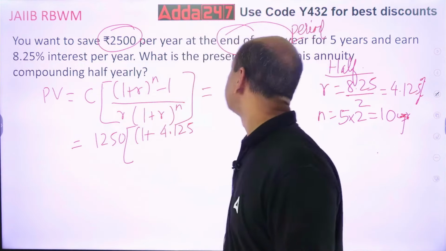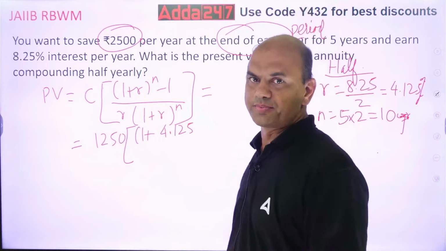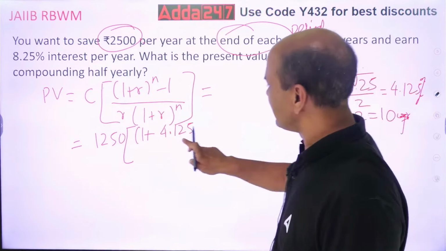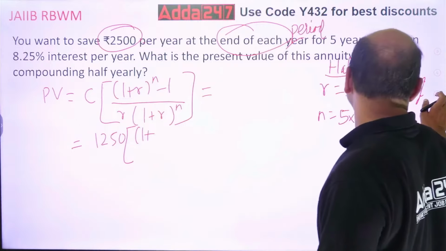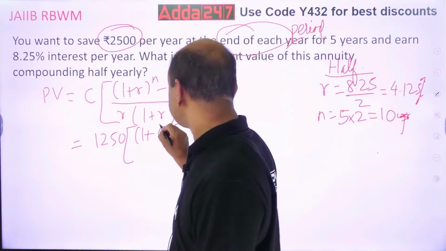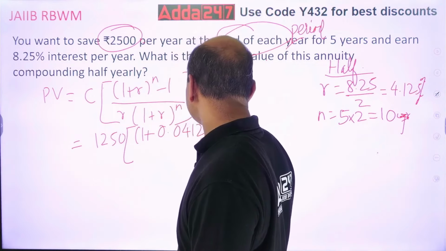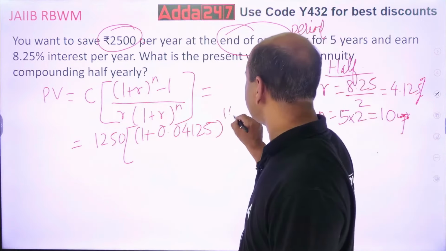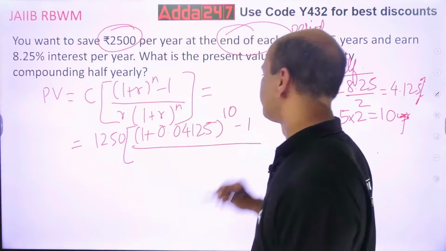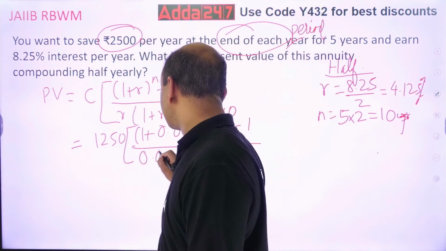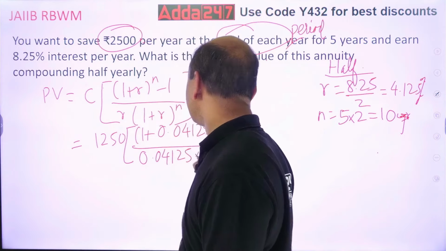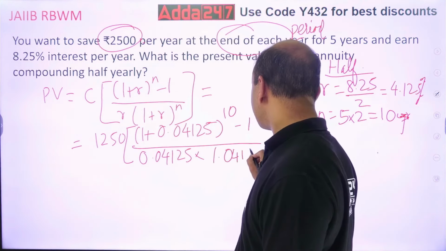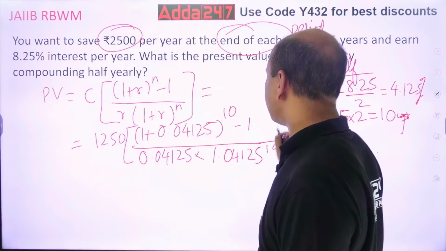See, R is to be taken as a percentage. Percentage means divided by 100. So directly you can take it. You all know this, right? Instead of wasting time, directly take 0.04125. The whole raised to n, where n equals 10, 10 minus 1, the whole upon R, 0.04125, into 1 plus R raised to n. Same figure, I'll directly write it: 1.04125 raised to 10.